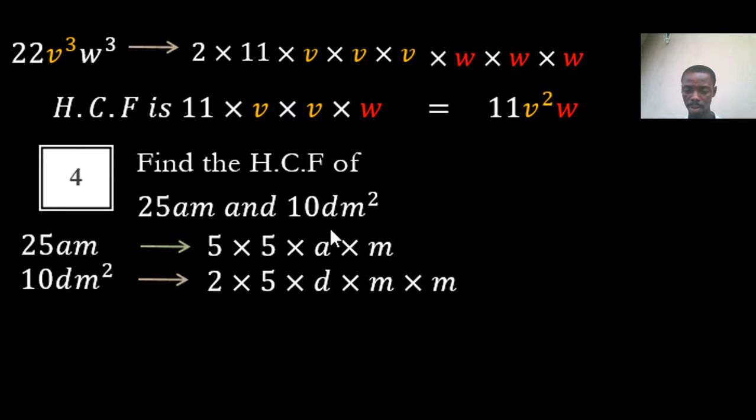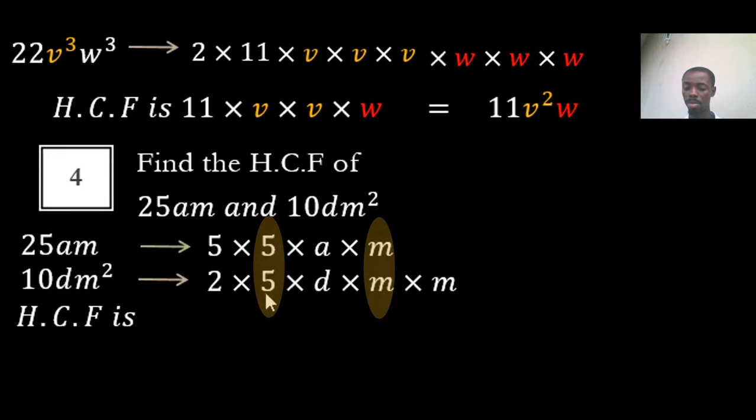So I'm having 5 and 5 here. This is a 5, this is a 5, and I think a m. This is just a 5 and a m. So that should give me 5m. Yes, that should give me 5m. And that's my answer.